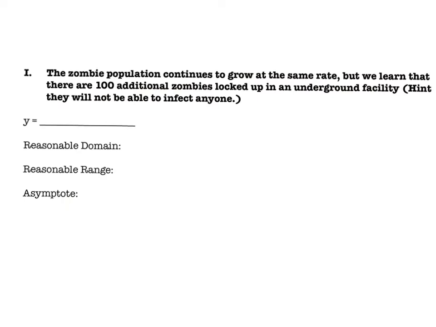The zombie population continues to grow at the same rate. So now we're going to take a look back at our original problem, and we were growing at a rate, if you remember, of 50%. So our growth factor was 100% plus the 50%, which was 1.5.